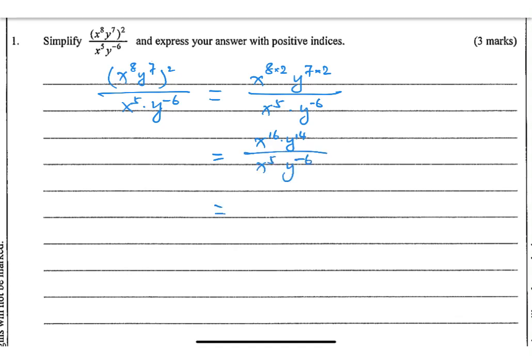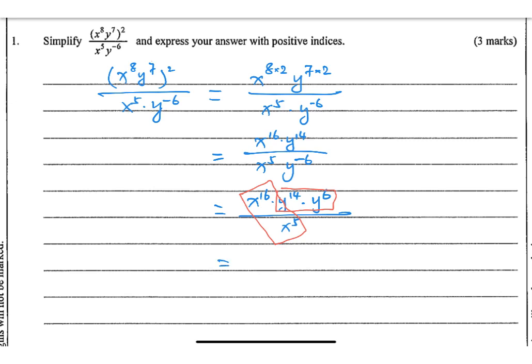Now the next step, change the negative power to positive power. So x power 16, y power 14, times, I move y to the power negative 6 to the numerator to become y to the power positive 6. And the denominator only has x power 5. So at this moment you can combine these two parts, they have the same base y, and you can also combine these two parts, they have the same base x.